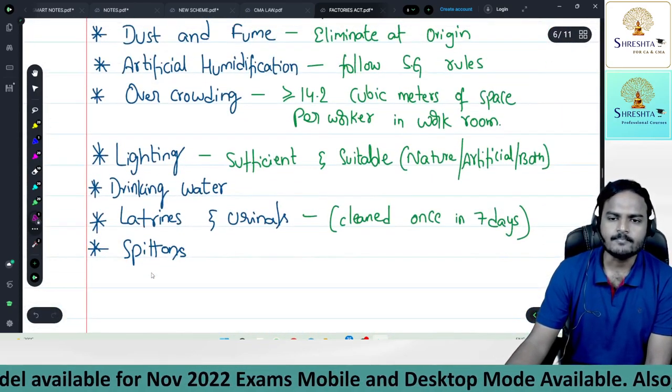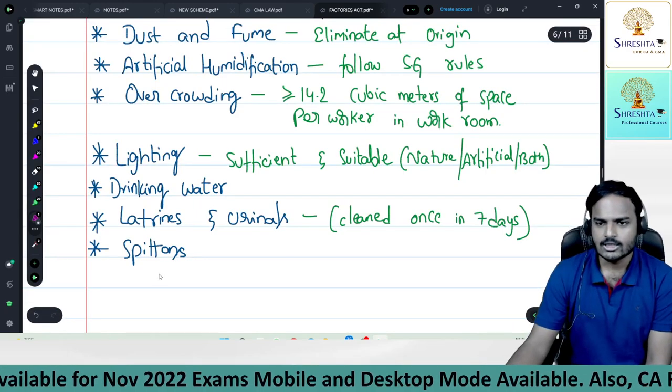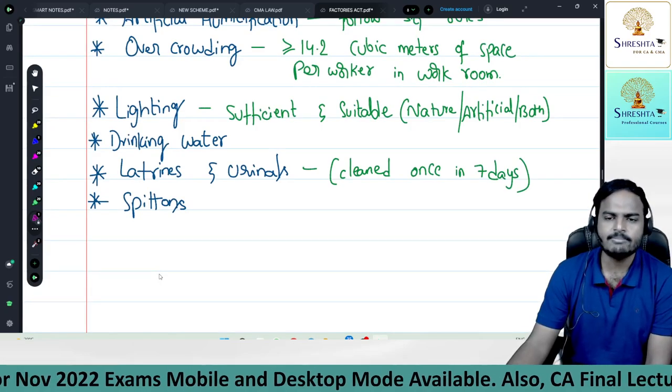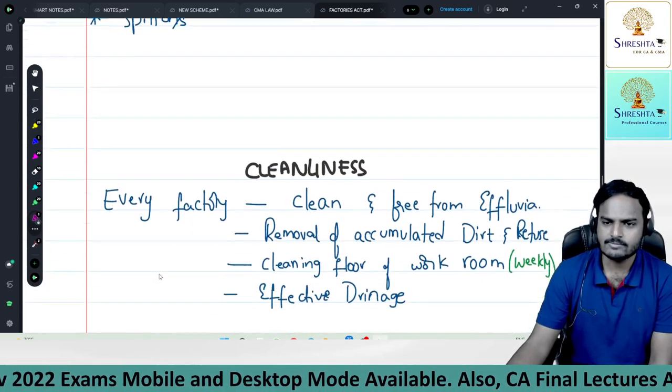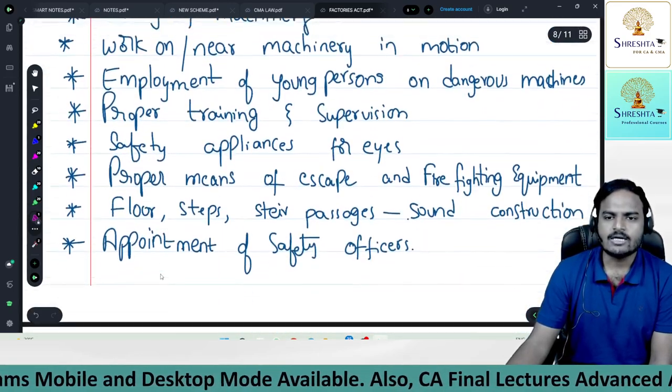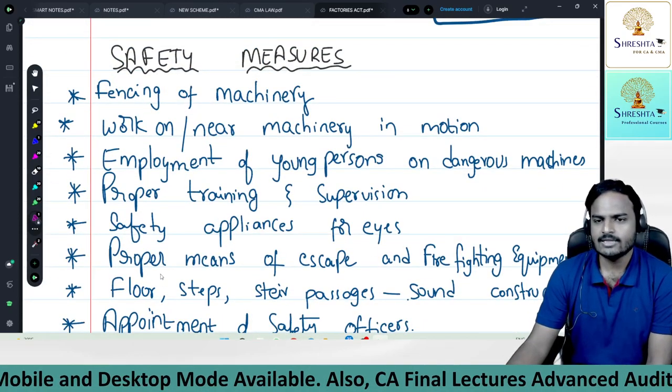Next one, latrines and urinals. They should be kept clean once in 7 days. And spittoons, wash basins. Coming to the next one, with these health measures completed.